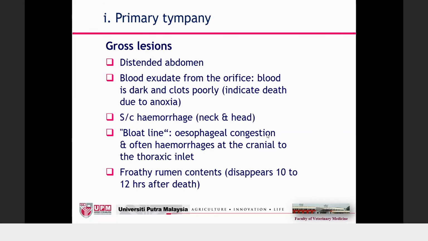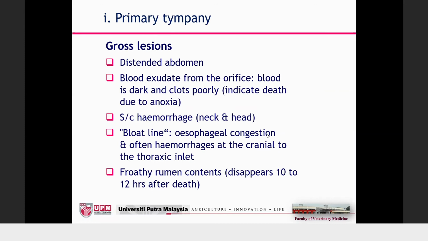And what we expect to see when we have a primary tympany. I mentioned earlier, this criteria is important because when an animal dies in normal conditions, or due to other infectious diseases, with time the abdomen will also be distended. But that distention we call a post-mortem change. Of course, the first thing when they have primary tympany, we expect to see the abdomen distended.